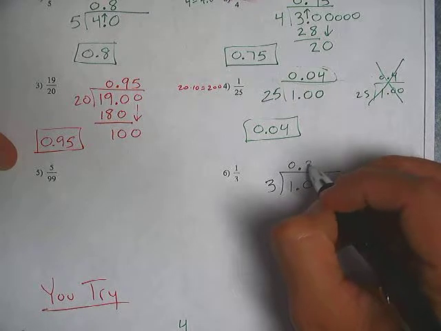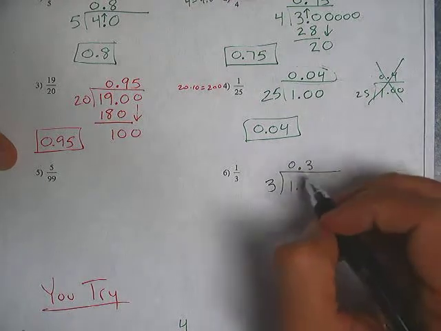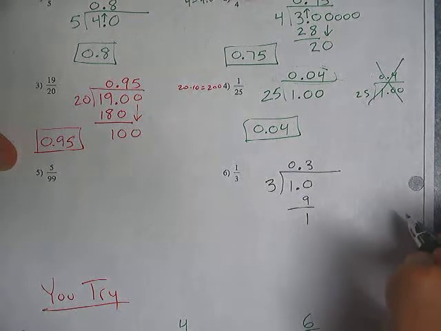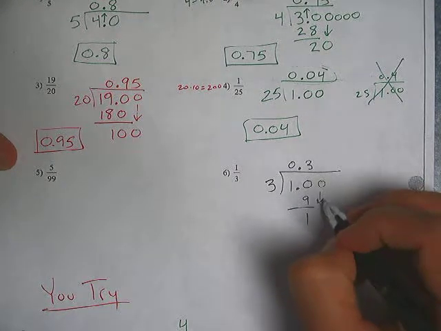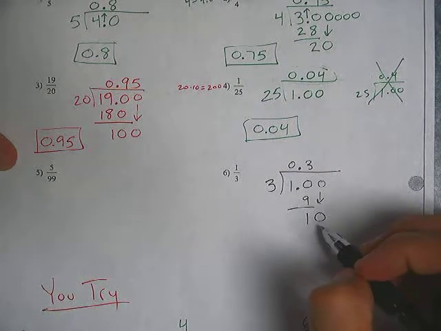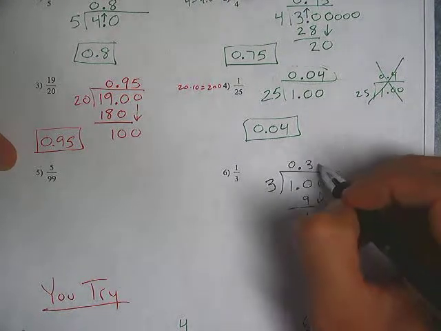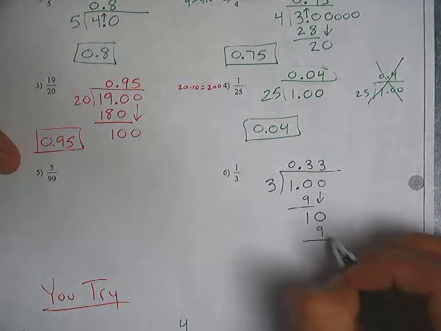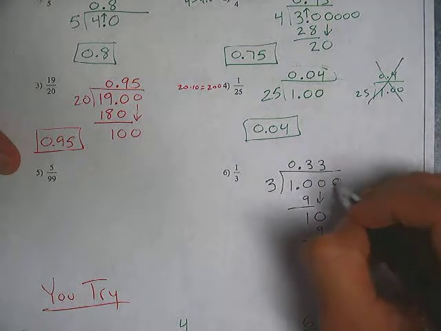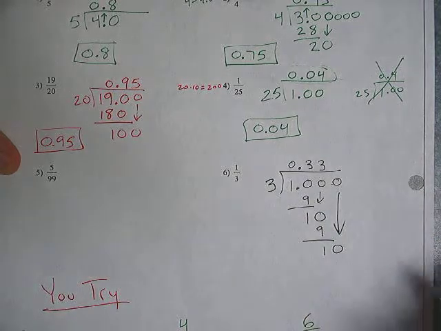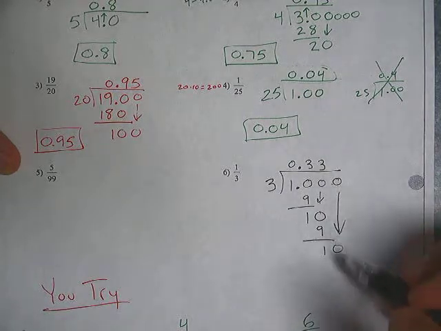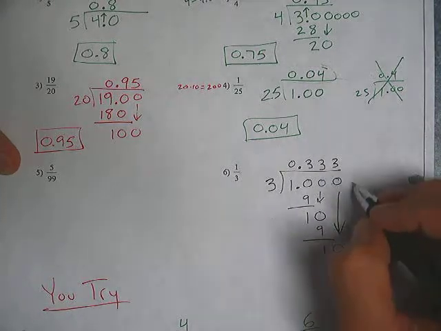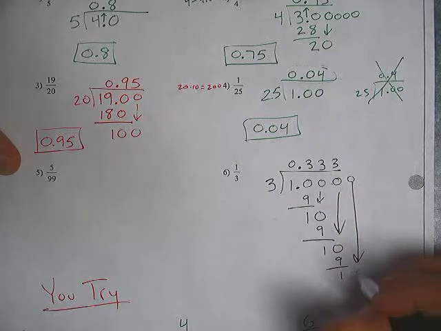So 3 does not go into 1. I put a 0, put my decimal, add a 0, bring it up. And 3 does go into 10. How many times? 3 times. But not exactly 3 times. So 3 times 3 is 9. And I'm going to subtract. That's 1. Bring down the 0. I've got 10. How many times does 3 go into 10? Well, 3 times. 3 times 3 is 9. 10 minus 9 is 1. Bring down the 0. And I've got 10 again.